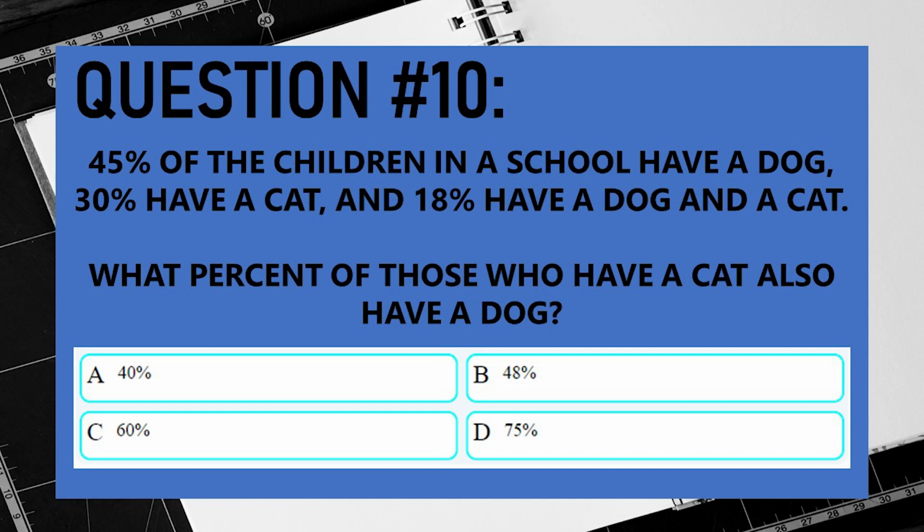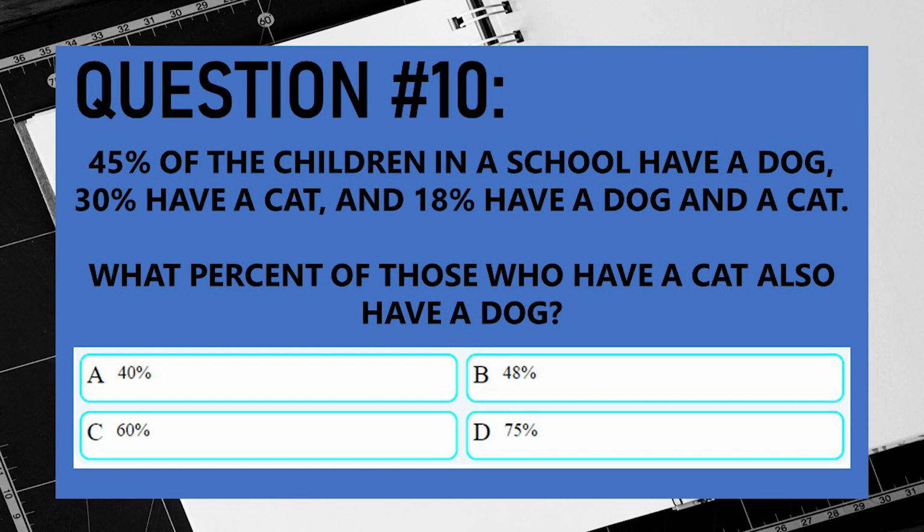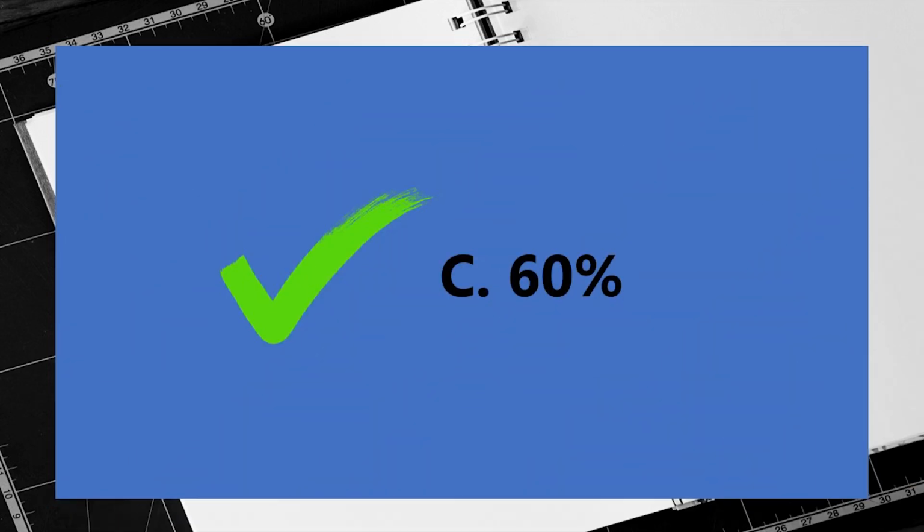Letter A, 40%, letter B, 48%, letter C, 60%, or letter D, 75%. And the correct answer is letter C, 60%.